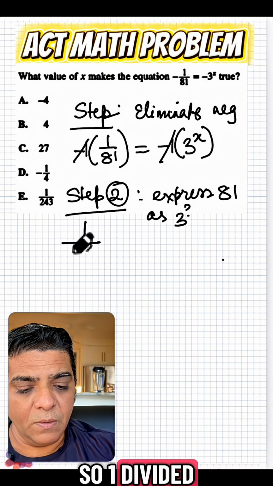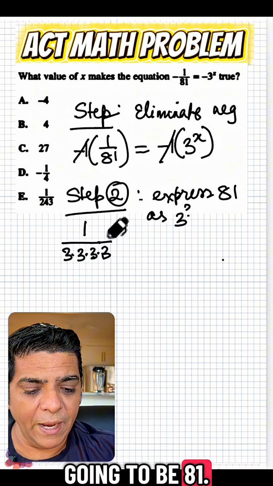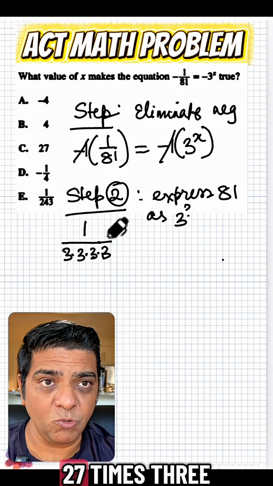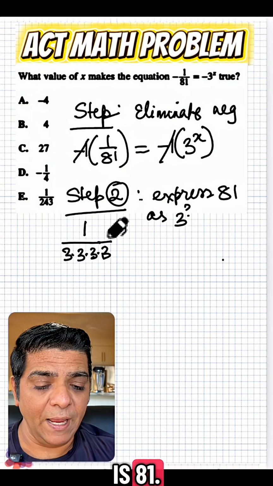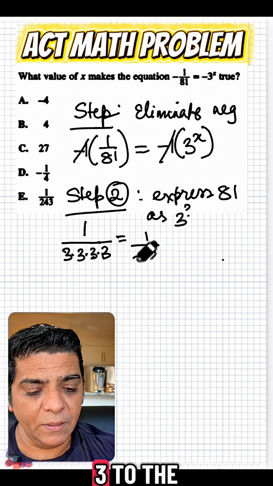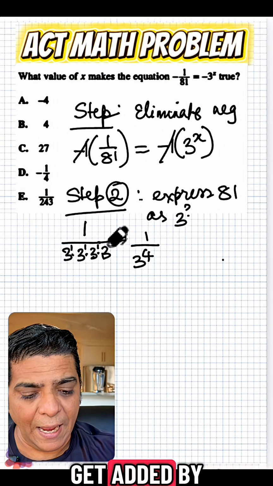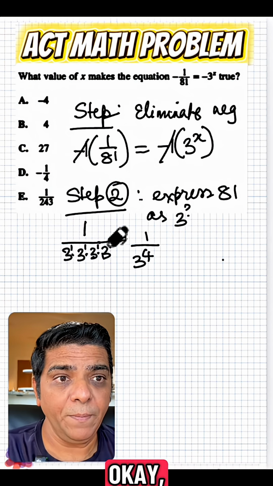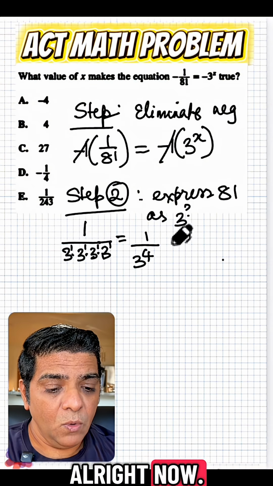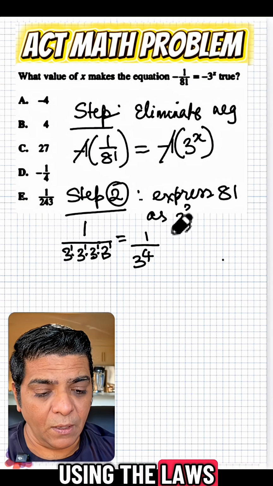So 1 divided by 3 times 3 times 3 times 3 is going to be 81, because 3 times 3 is 9 times 3 is 27 times 3 is 81. So which is basically equal to 1 divided by 3 to the 4th power, because as you know, the exponents will get added by the laws of exponents. Okay, all right. Now this can be further simplified using the laws of exponents.